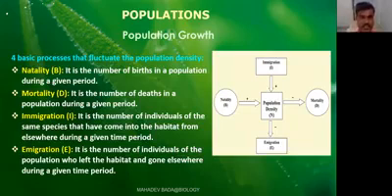And next is mortality. It is indicated with capital D. It indicates death rate. It is the number of deaths in a population during a given period of time. Over the arrow mark, it is given minus. The minus sign shows that the population density declines. As more and more individuals are dying in a particular area, the population density obviously will decrease. And the third factor is immigration.